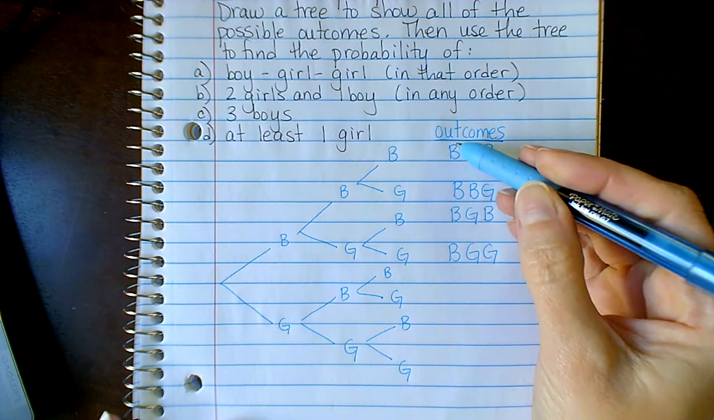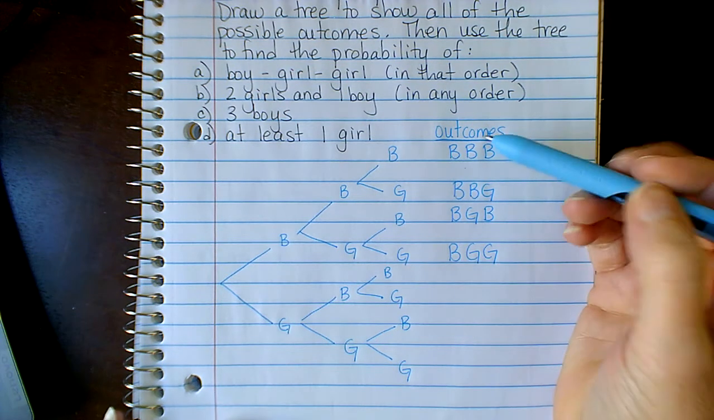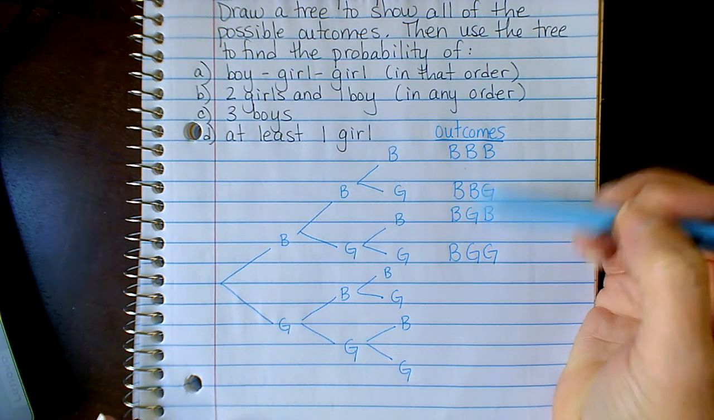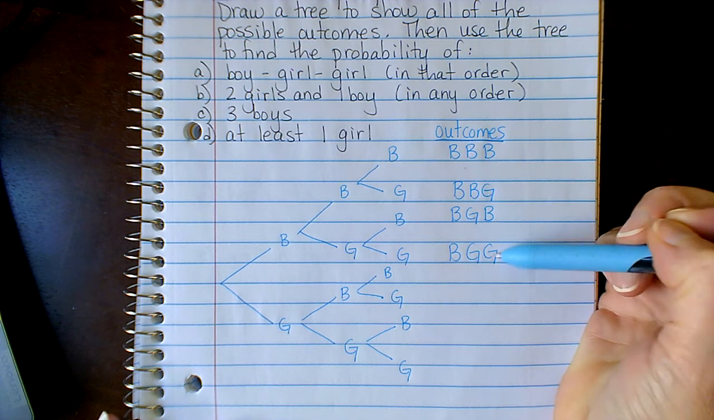Here's the 4 outcomes where the first one's a boy. So let's look at the pattern here. Do you see my pattern? Boy, boy, boy, boy. Boy, boy, girl, girl. Boy, girl, boy, girl.